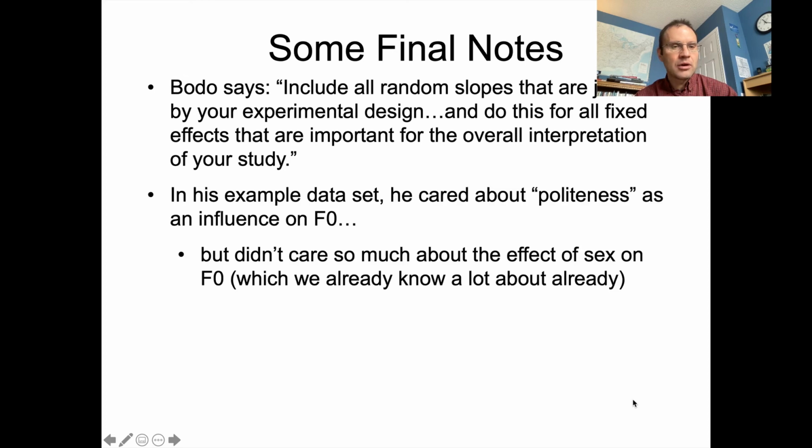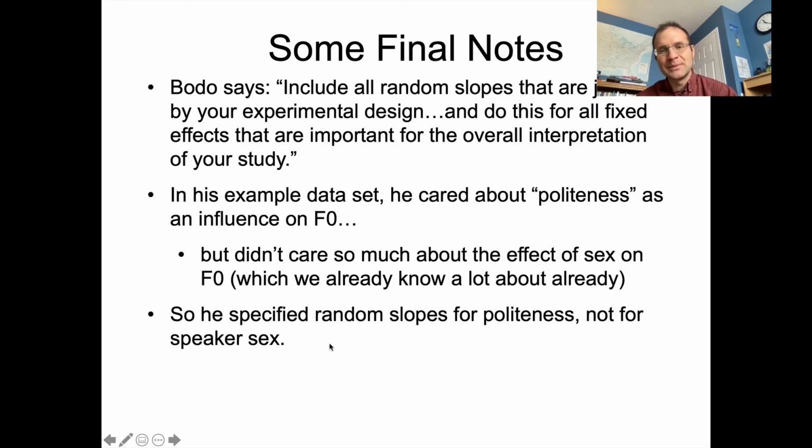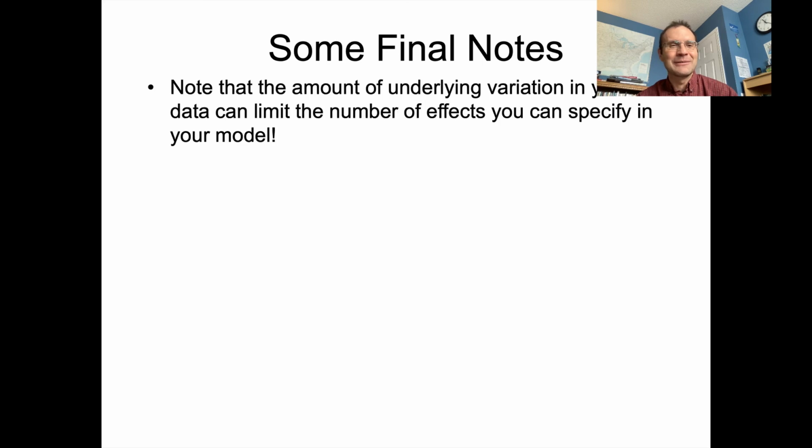And yeah, in his example data set, he cared about politeness as an influence on F0, but didn't care so much about the effect of sex on F0, which we knew about already. So he specified for that reason random slopes for politeness, but not for speaker sex. So he's just focusing on the one that mattered to his research question again. And that was a toy research question anyways, because it was part of that tutorial, but still, it's a valid one. It's interesting to think about.